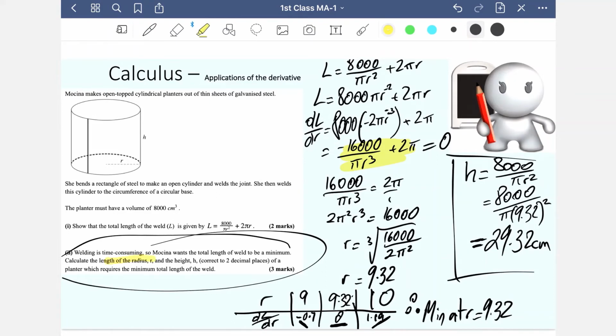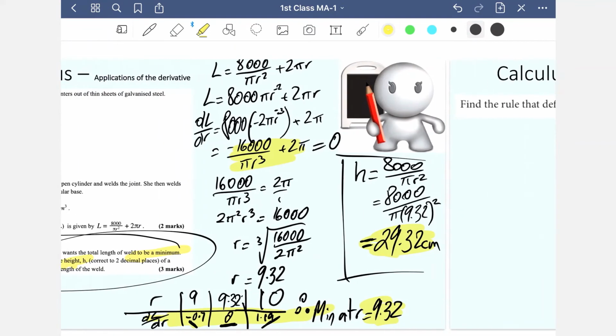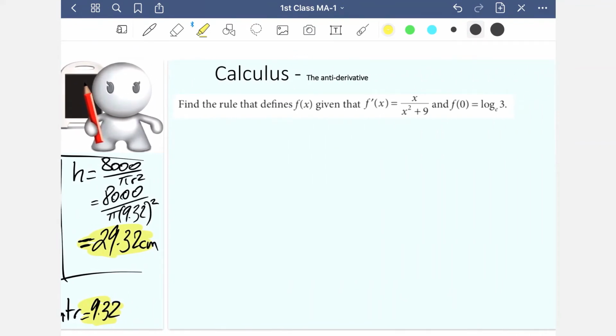Calculate the length of r, there it is there. Okay, make sure that it's a minimum. There's my justifications for minimum there. And the value of h, and there's the value of h. Okay, so fantastic question there, and always make sure you reread the question to see if you've answered all parts of it before you move on.